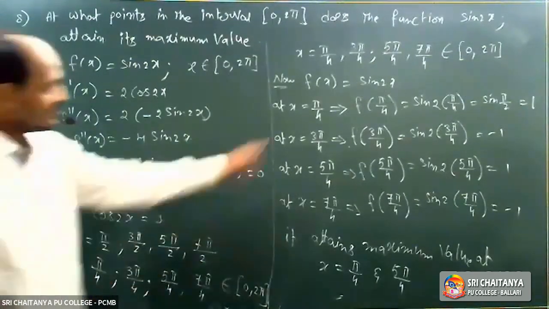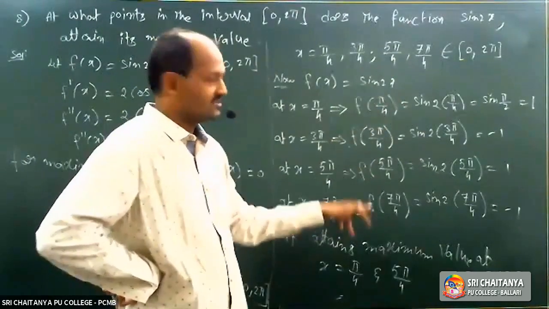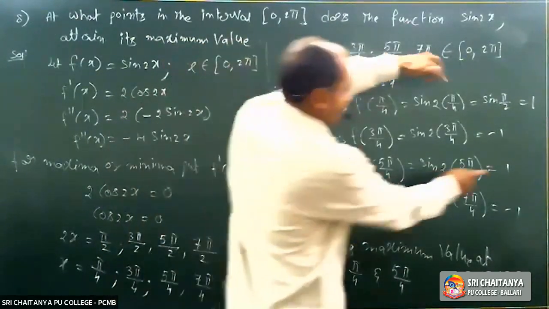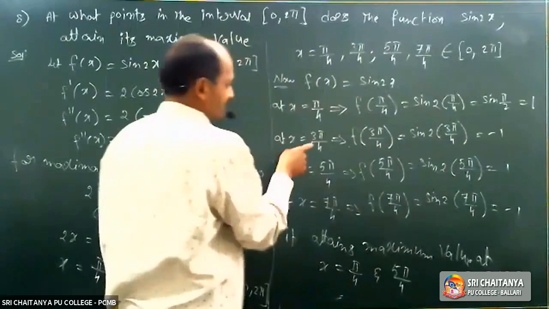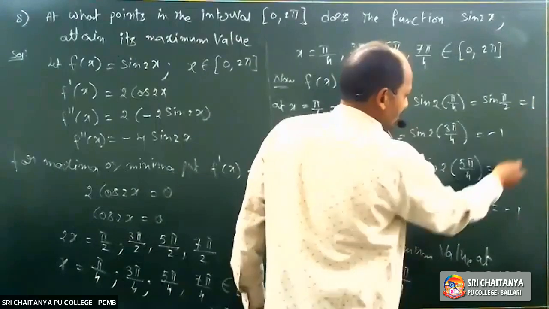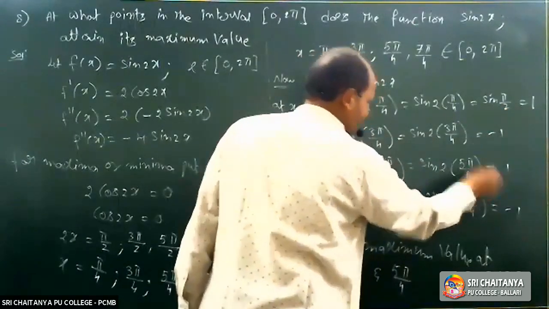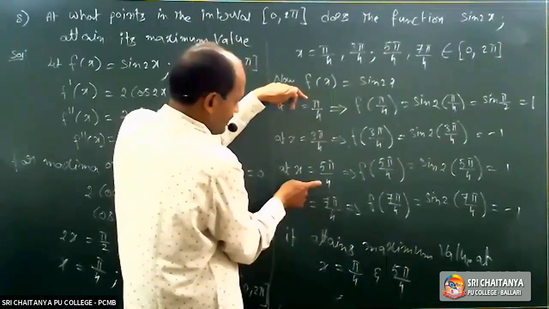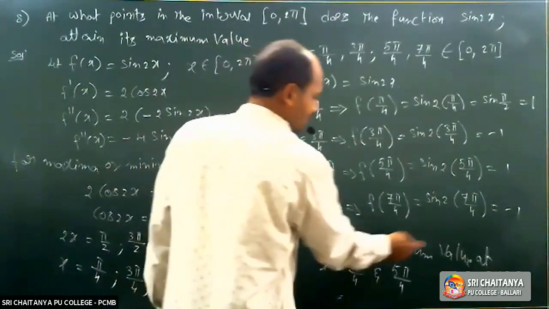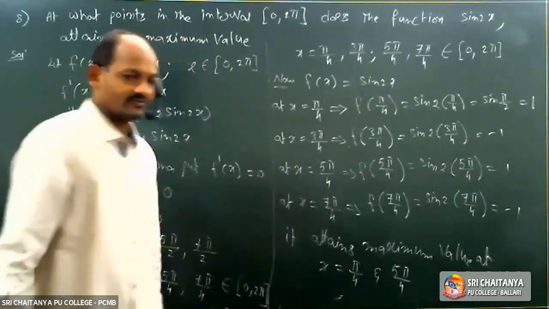Then find f of pi by 4, f of 3 pi by 4, f of 5 pi by 4 and 7 pi by 4. At pi by 4 and 5 pi by 4, we get plus 1. At 3 pi by 4 and 7 pi by 4 it is minus 1. So these two are maximum, these two are minimum. So the maximum value is plus 1 at x equal to pi by 4 and 5 pi by 4. Therefore, it attains maximum value at x is equal to pi by 4 and 5 pi by 4. You can write down.